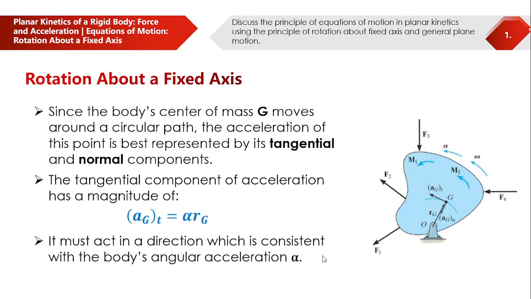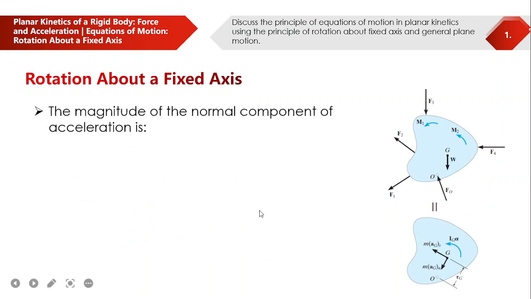Okay, so how about the normal component? The magnitude of the normal component of acceleration, a sub g sub n, is equal to the angular velocity squared times r sub g. Again, this is already familiar because we introduced this in module 4. Anyways, let's just review this.